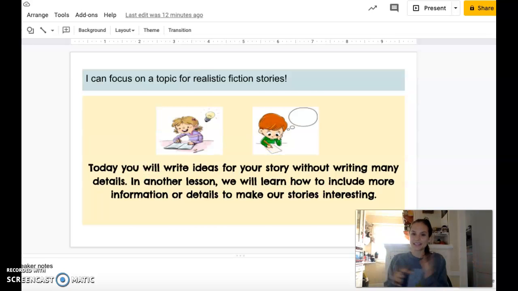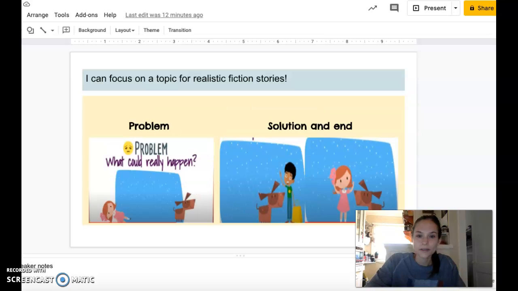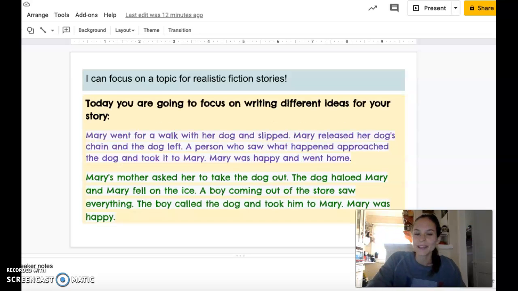Today you're going to write ideas for your story without writing a lot of details. In another lesson, we're going to learn how to include more information and details to make our stories interesting, just like we did with our small moment stories, our personal narratives. So you have to really think about the problem, think about the solution, and then you're going to focus on just writing little ideas down. Ideas that include a person, a place, a problem, and a solution.